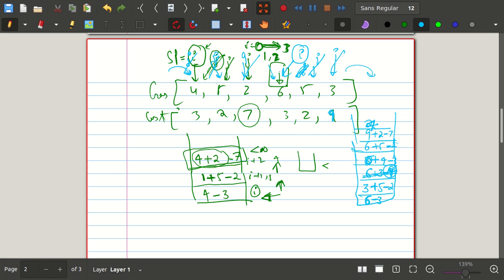0 plus 4 minus 3 will be 1. 1 plus 5 is 6 minus 2 will be 4. Now 4 plus 2 will be 6. 6 minus 7, I cannot move, so I will change my jth pointer now to next.